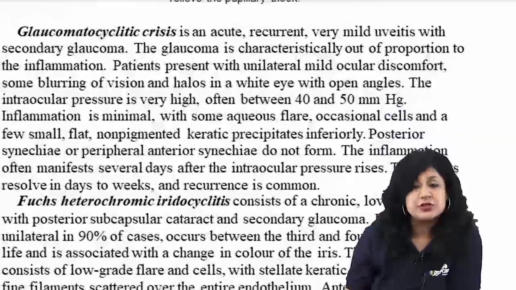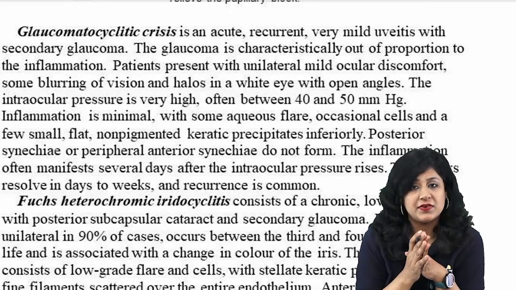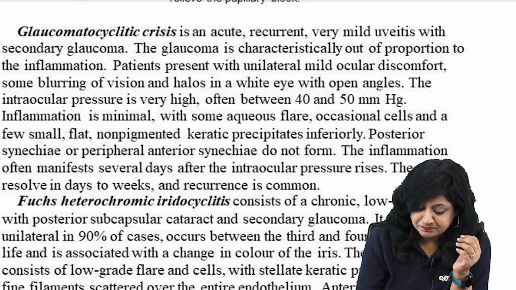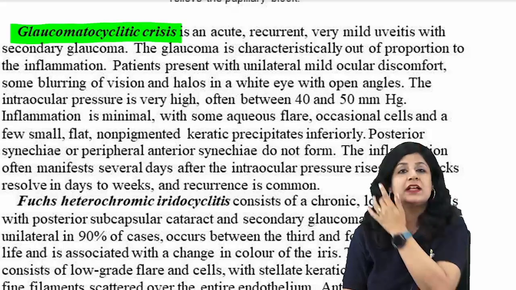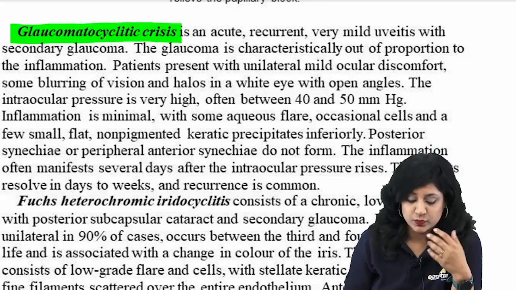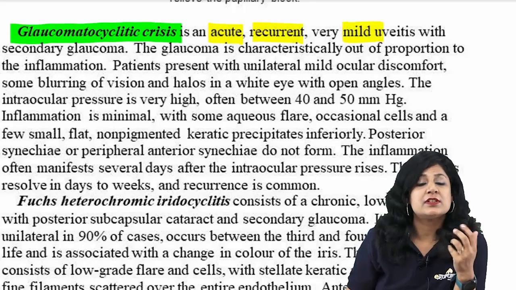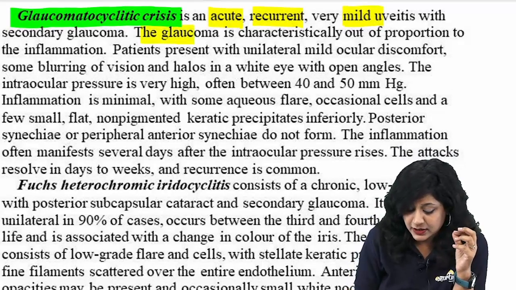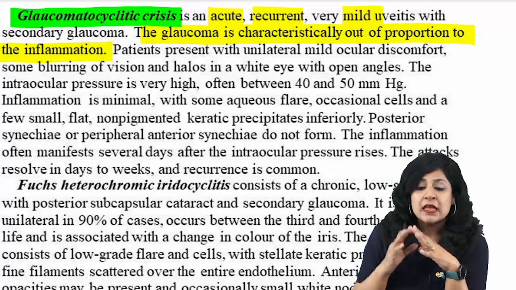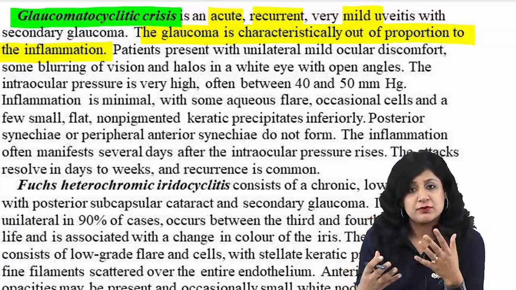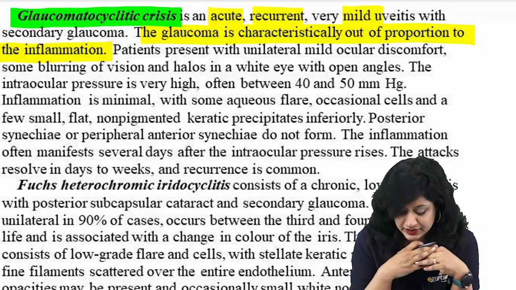Now, another important point: the systemic syndromes which are related to inflammation and glaucoma are really important. One such syndrome is glaucomatocyclitic crisis, also called Posner-Schlossman syndrome. This is acute, recurrent, very mild uveitis which gives you a secondary glaucoma. It is the glaucoma which is presenting out of proportion to the amount of inflammation. I think this statement is really very important. If you have glaucoma out of proportion to the inflammation, where there is not that much inflammation to justify it, probably you are dealing with a case of glaucomatocyclitic crisis.